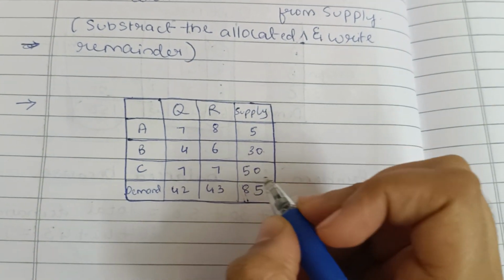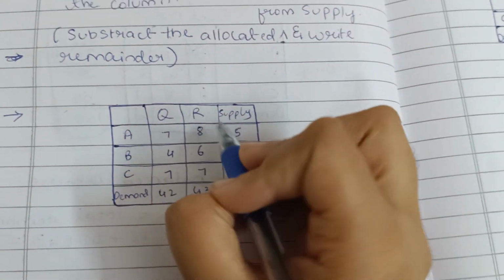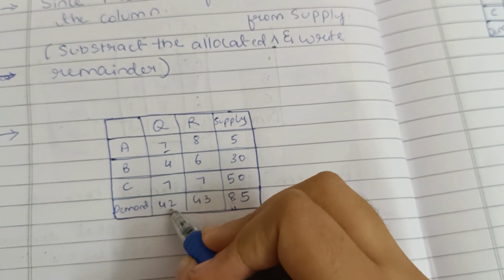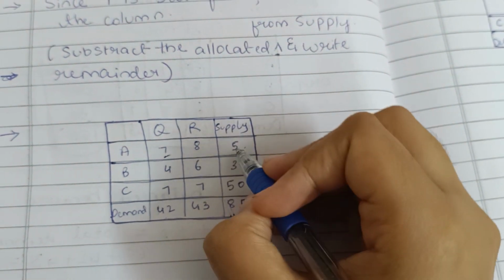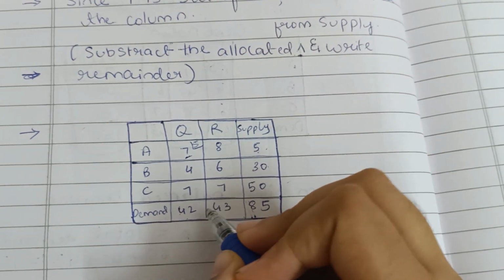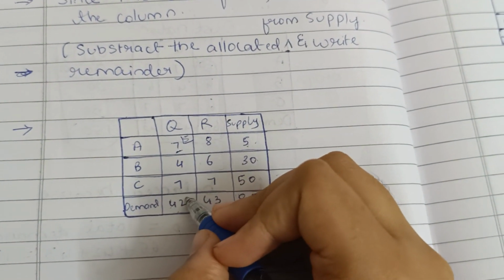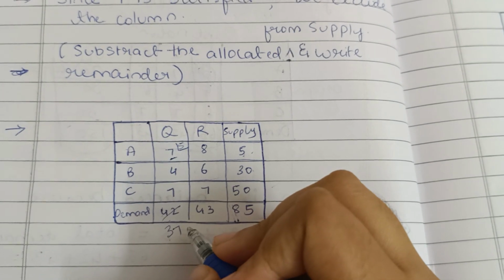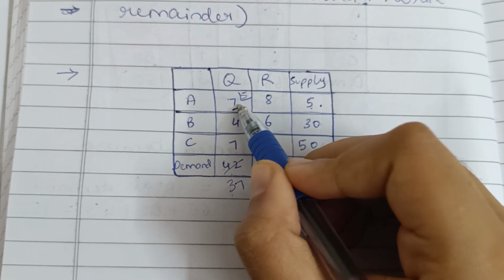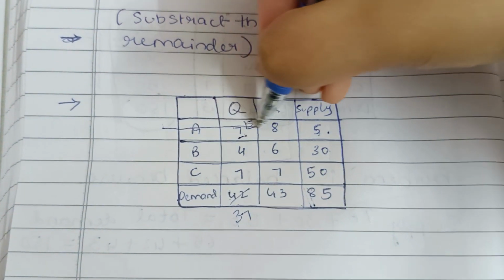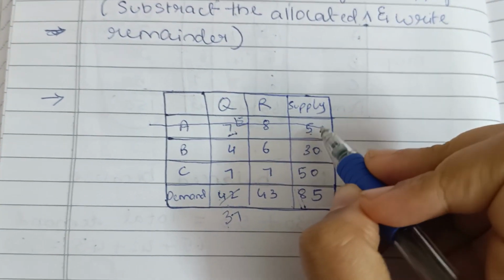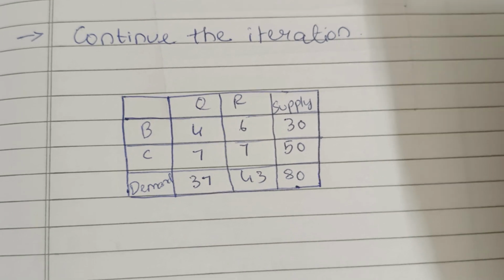Again, select the northwest cell, which is the element of the first row and first column. This is the northwest cell. Again, select the minimum between demand and supply. So here the minimum is this. So allocate 5 here and subtract 5 from this. When we subtract 5, it becomes 37. After we allocate this minimum here, we have to delete the entire row. If it was this, we would have deleted the entire column, but it is this, so we have deleted the entire row. Now continue the iteration.